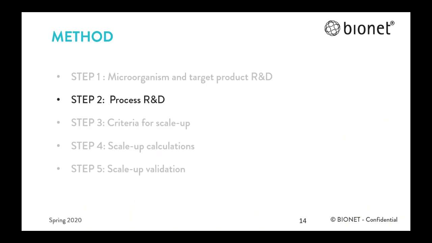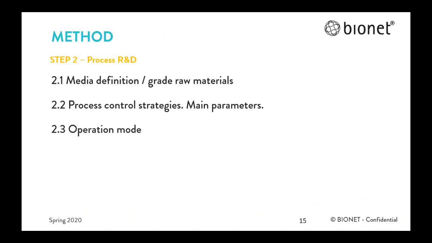Okay, next step will be process R&D. We can divide this step into three topics: media definition (grade of raw materials), process control strategies (main parameters), and operation mode.